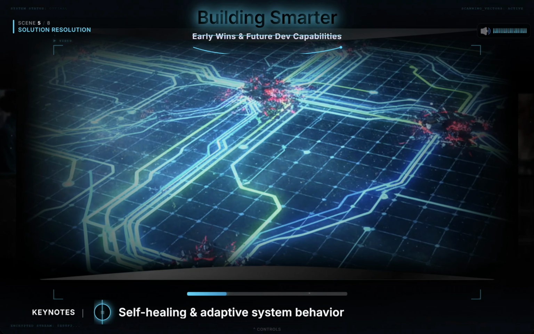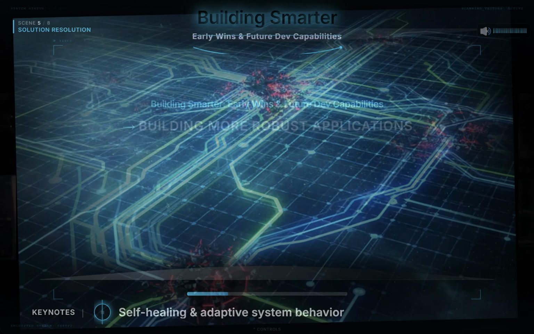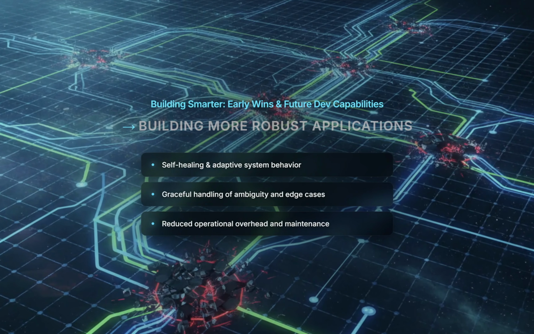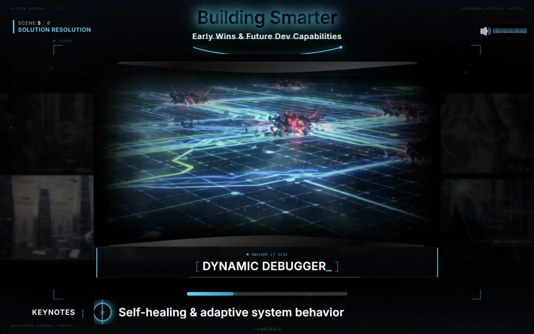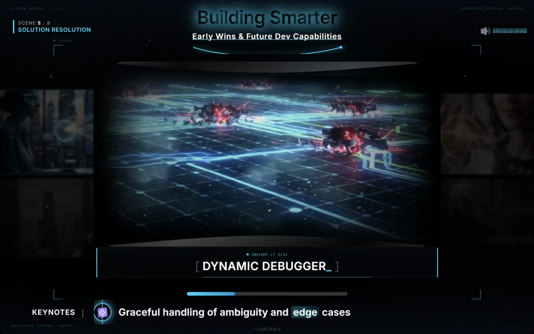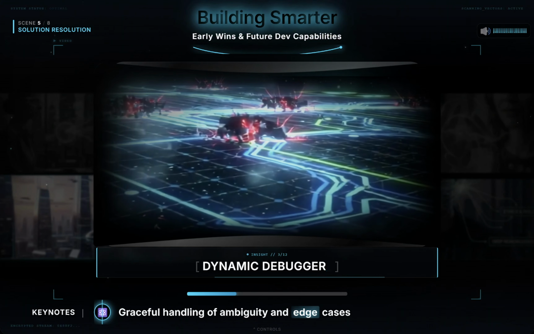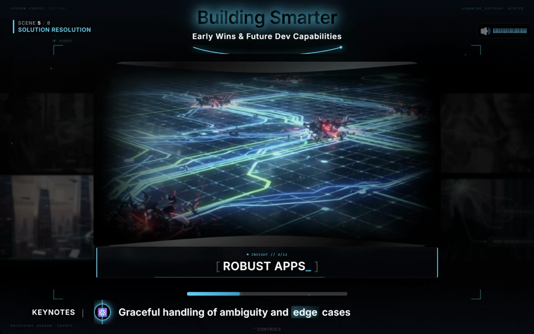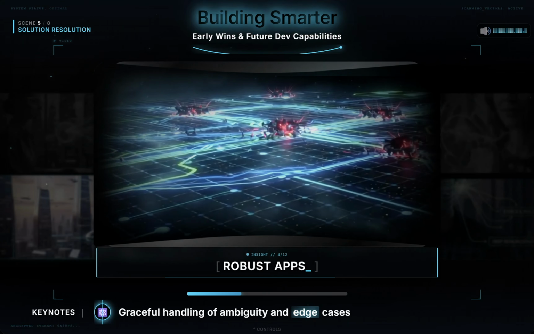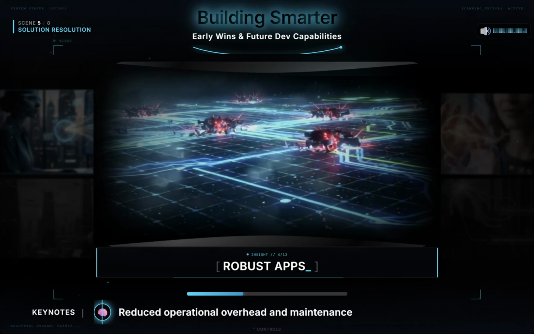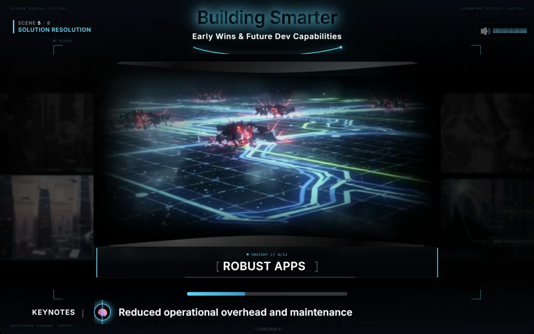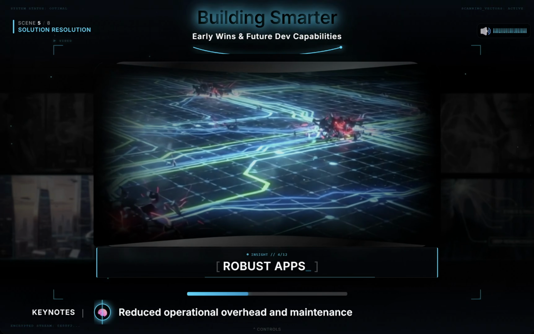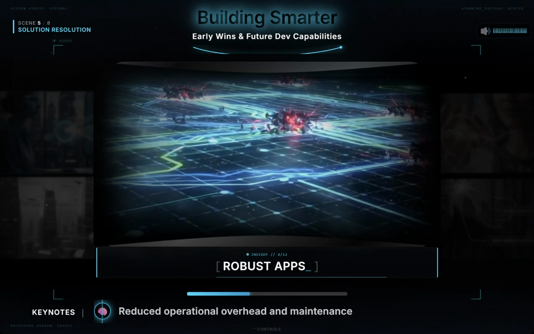Think about systems that can self-heal or adapt their behavior in real time based on fluctuating user demand or unexpected external events. We're moving away from rigid, rule-based systems to applications that truly learn, evolve, and handle ambiguity with grace. This means less brittle code, fewer edge case crashes, and ultimately, a more stable product. For development leads, this translates directly to reduced operational overhead and improved system reliability.